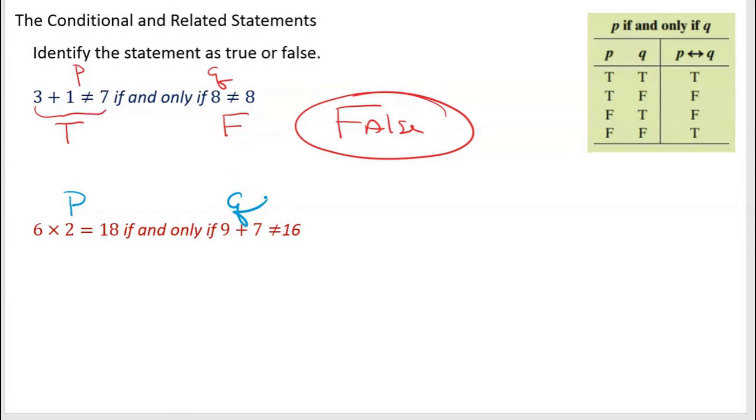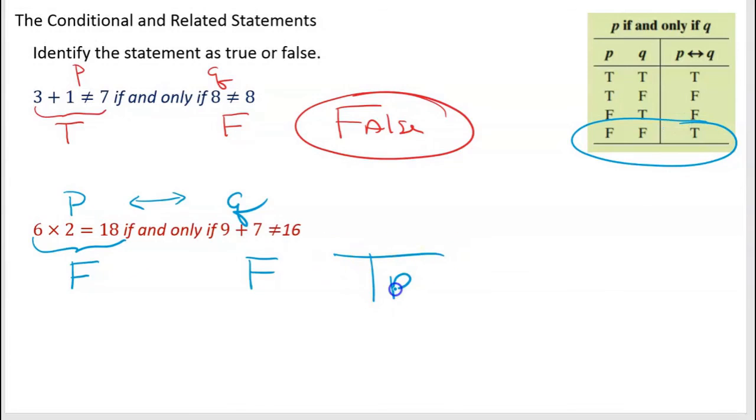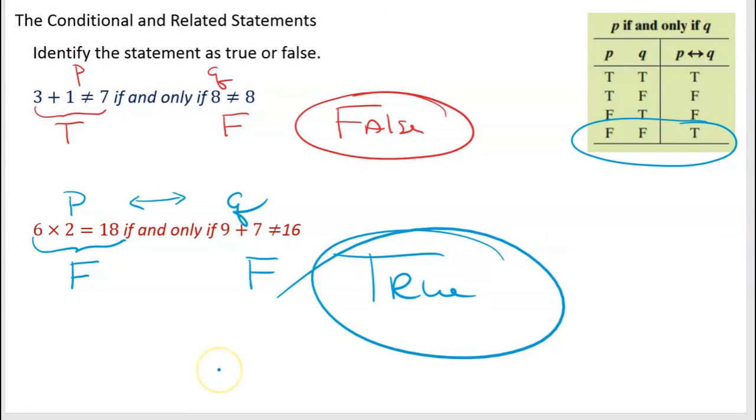Okay, and so we're trying to figure out if this P if and only if Q is true or false in this particular situation. 6 times 2 equals 18. You know that's a false statement. 9 plus 7 is not equal to 16. Also a false statement. Why? Because 9 plus 7 is equal to 16. So when they put the not equal to, it made it a false statement. Now, false and false, right here on our truth table, false implies false is actually a true statement.